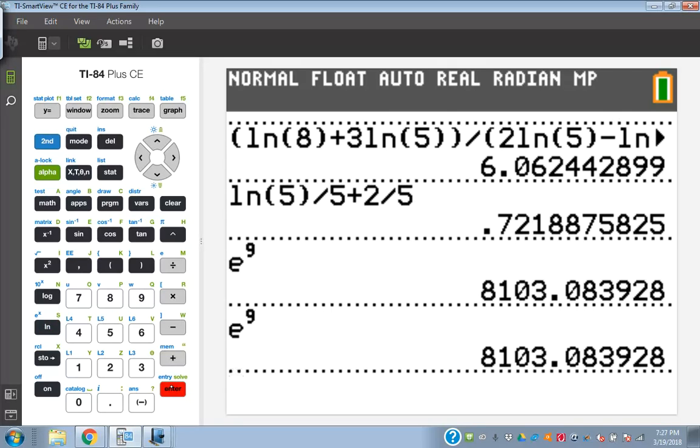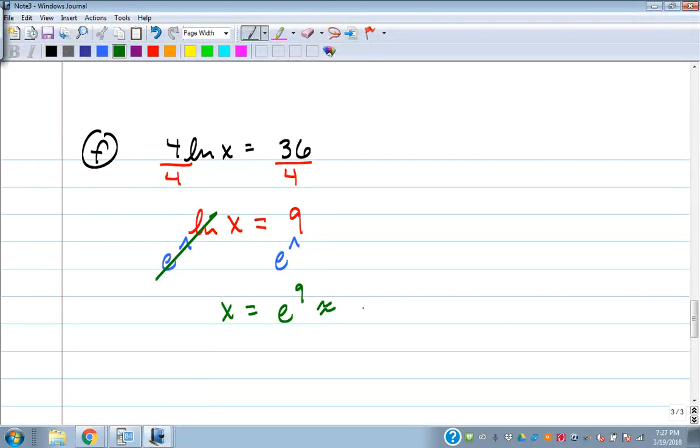8,103, we'll go 4 decimal places again. So 0.0839. $103.0839.